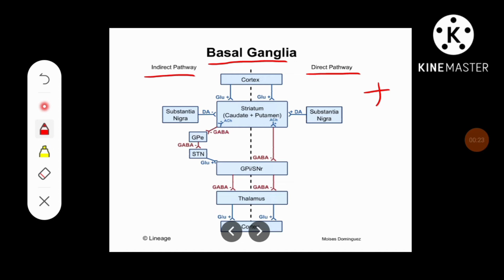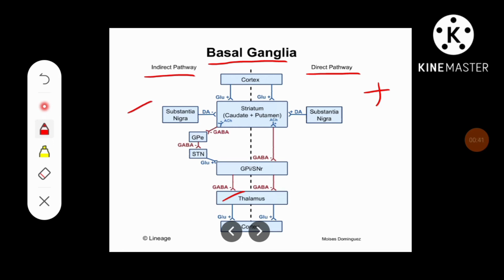it increases the muscle tone, whereas the indirect pathway is from cortex to the striatum to the globus pallidus externa, then subthalamic nucleus, globus pallidus interna, thalamus, and back to the cortex, where it has a negative influence on the muscle tone.